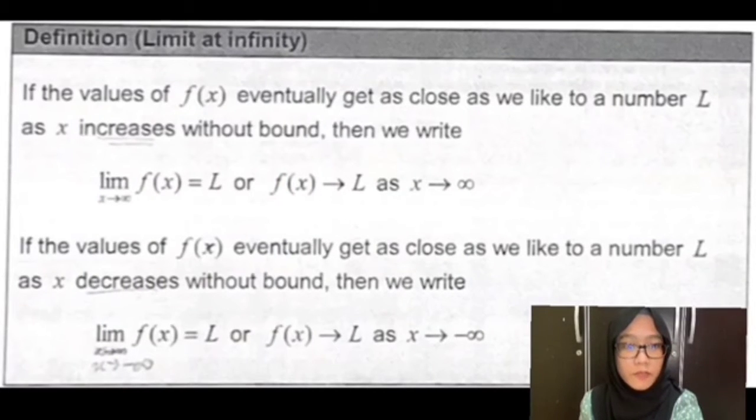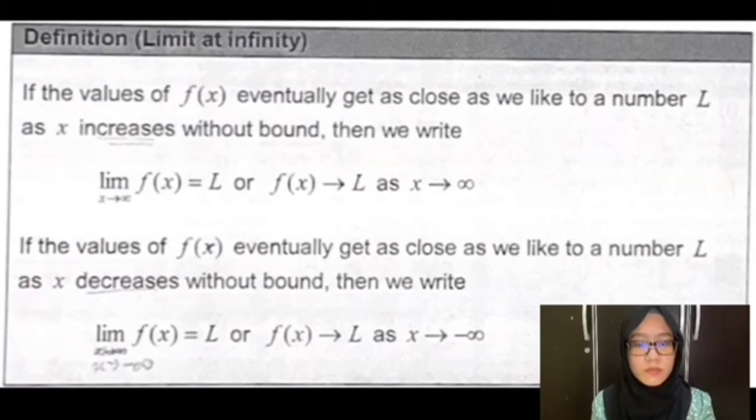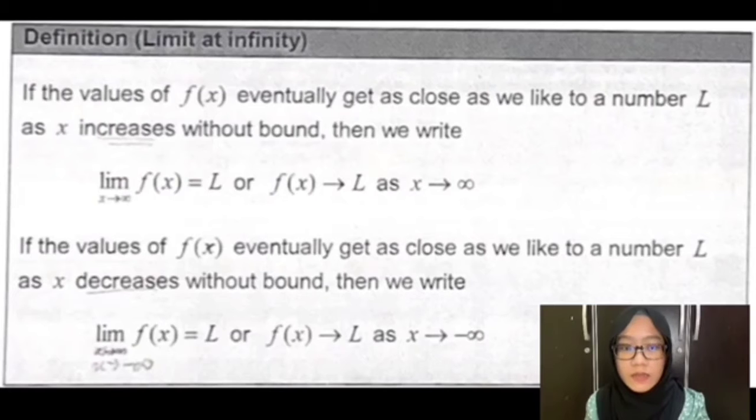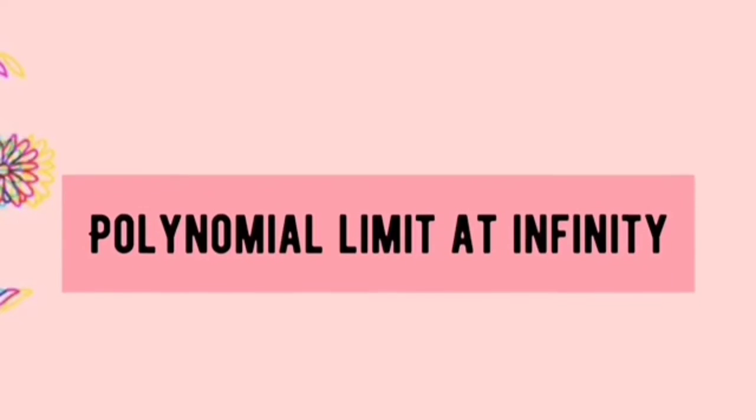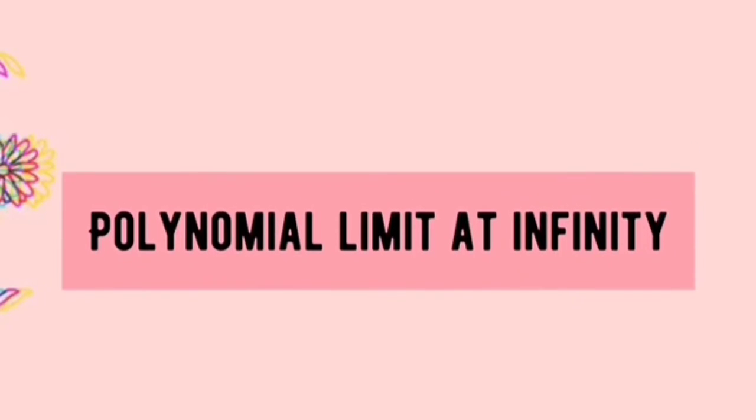Limit at infinity. If the values of f(x) eventually get as close as we like to a number L as x increases without bound, then we write the limit as x approaches infinity of f(x) equals L. If the values of f(x) eventually get as close as we like to a number L as x decreases without bound, then we write the limit as x approaches negative infinity of f(x) equals L. The end behavior of a polynomial matches the end behavior of its highest degree term.